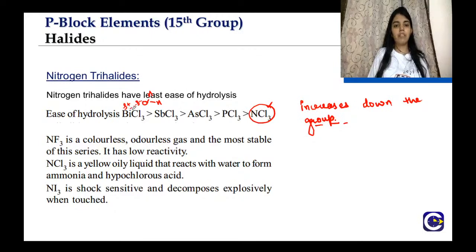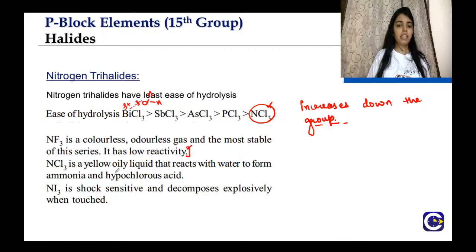Because the electropositivity of the central atom, from phosphorus to bismuth, increases, and therefore it tends to attract the negative dipole of the water molecule itself, and therefore it is easily hydrolyzed. So NF3, if you see, is a colorless, odorless gas, the most stable of this series, and it has the lowest reactivity.